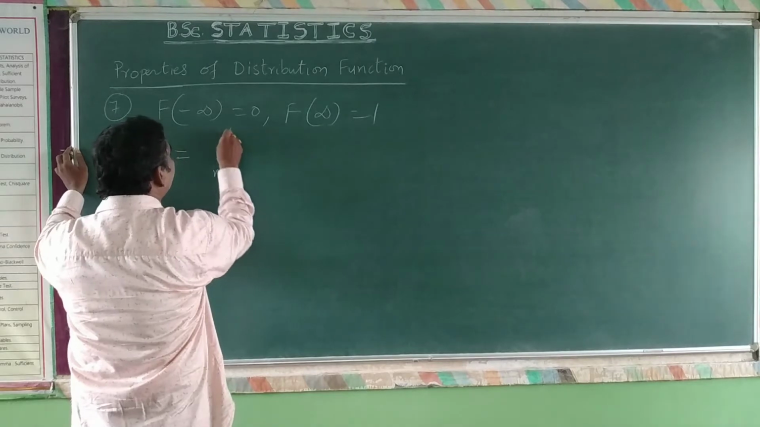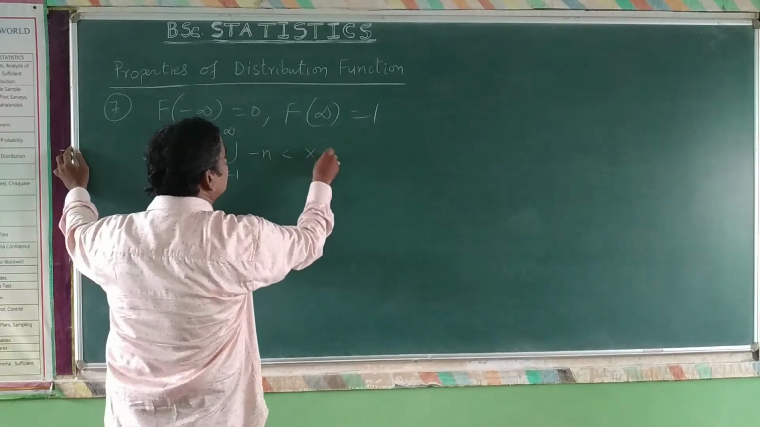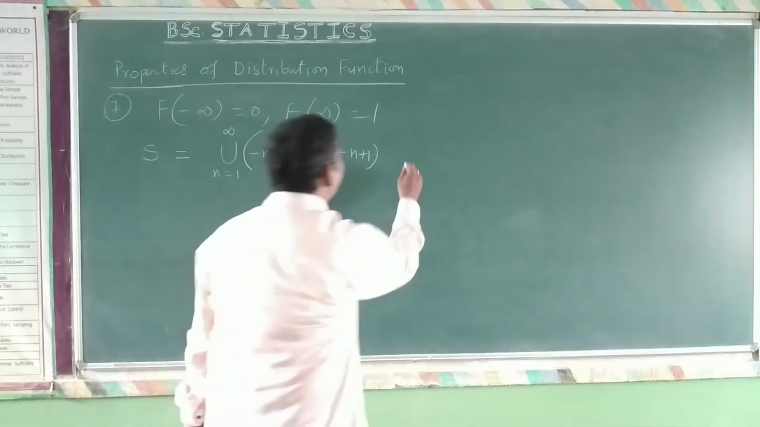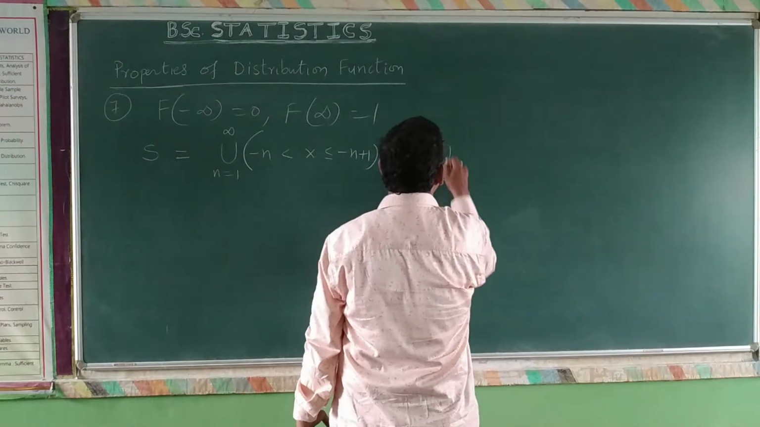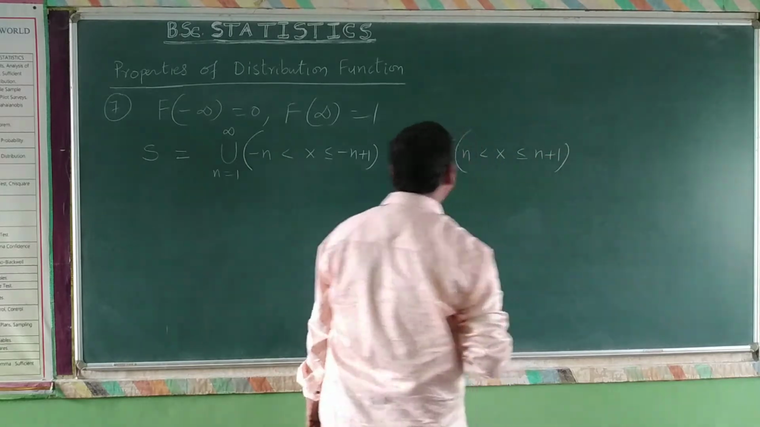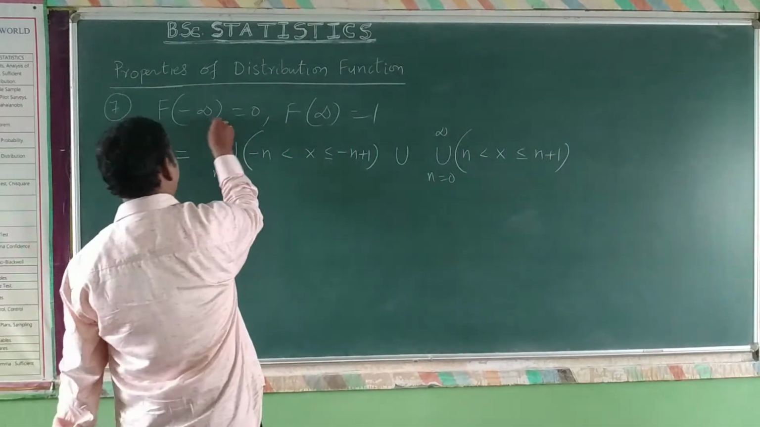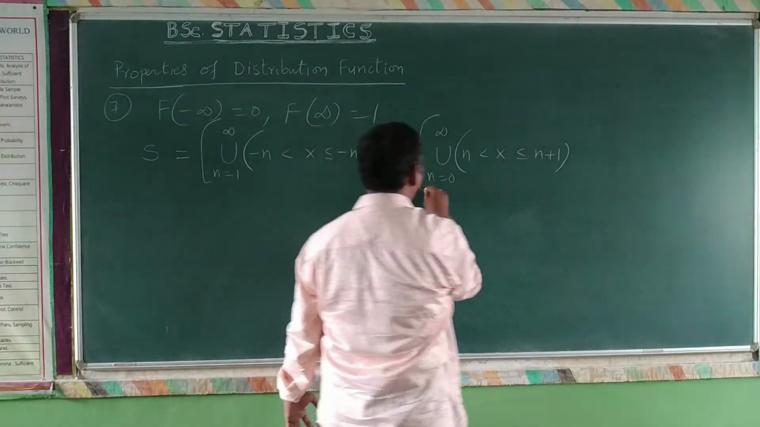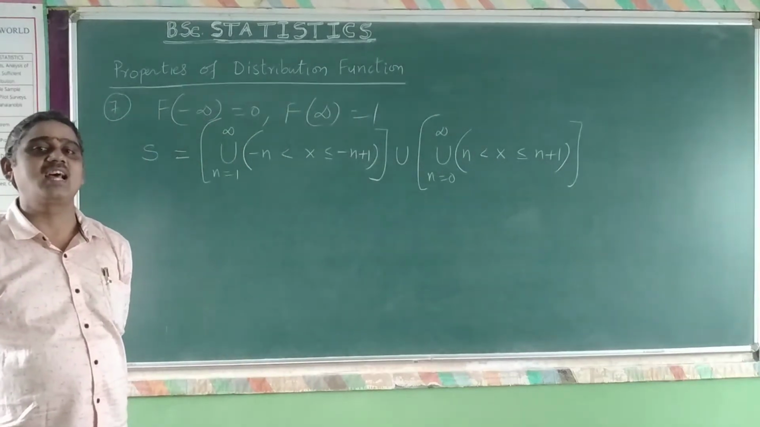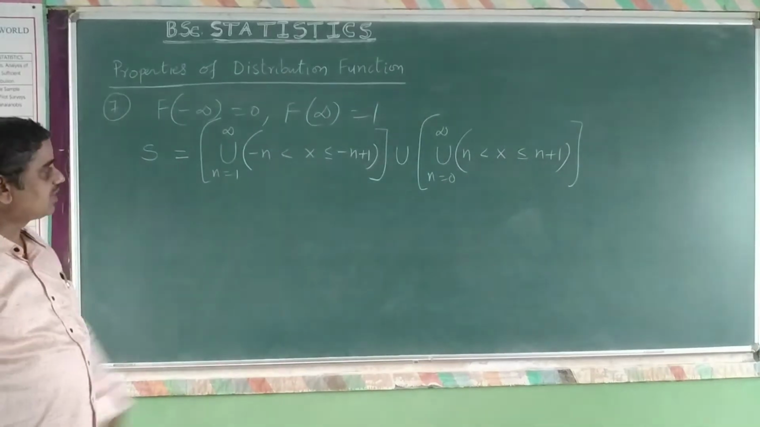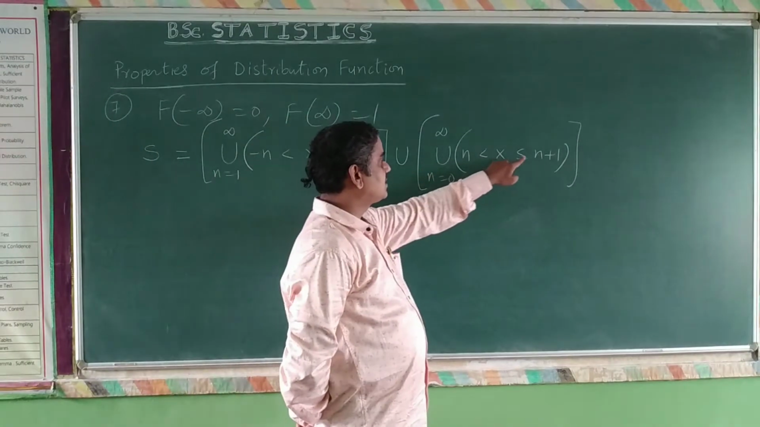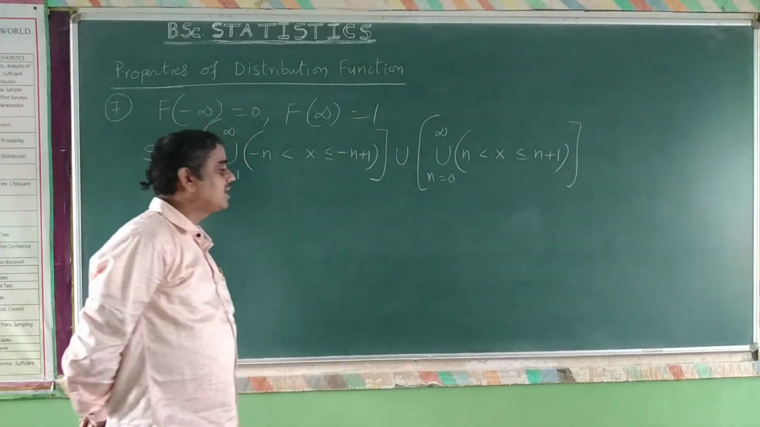So S is nothing but, you see, I consider in this fashion: union n equal to 1 to infinity of minus n less than x less than or equal to minus n plus 1. This is the first one I consider. And the union of n equal to 0 to infinity of n less than x less than or equal to n plus 1. Why I have considered this, you may understand easily, because of a particular property, property number 1, probability of a less than x less than or equal to b. In that fashion I have considered these intervals.